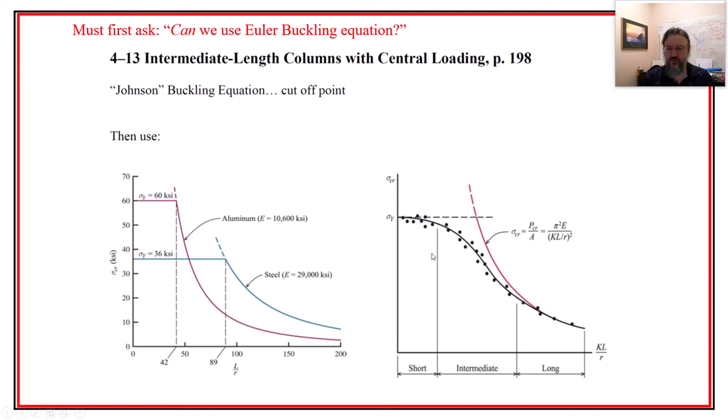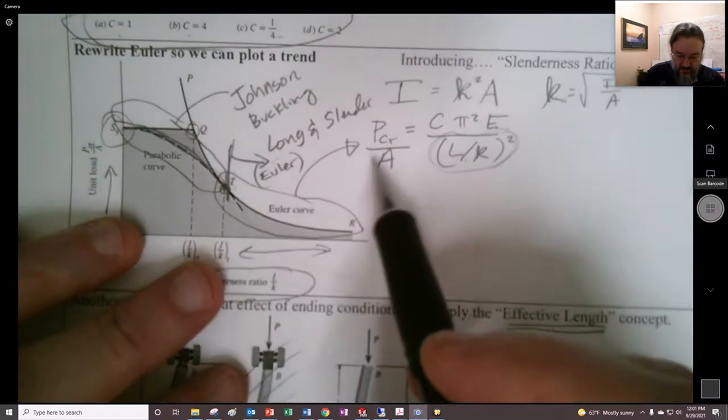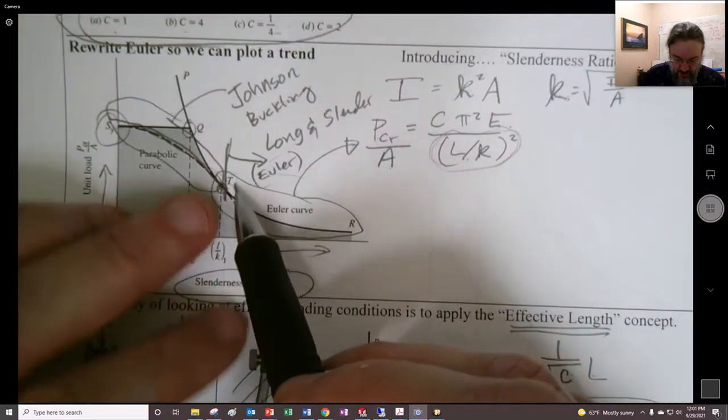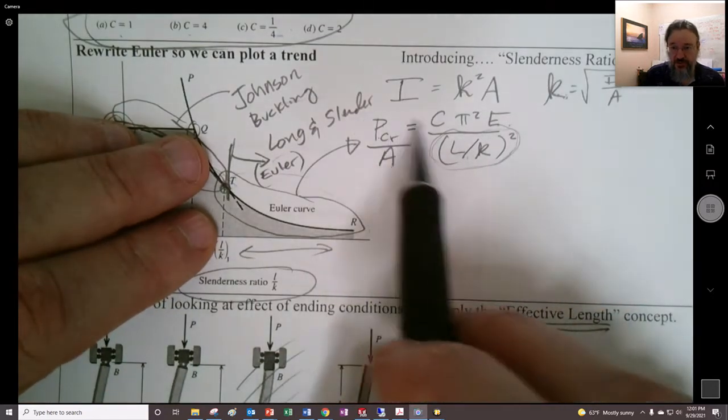And then I alluded to the fact that there is this other type of buckling, right? So that we talked about. So let me put that back up here. We had this situation right here, and we said in this range up here, for very long and slender, we can use this buckling equation right here.